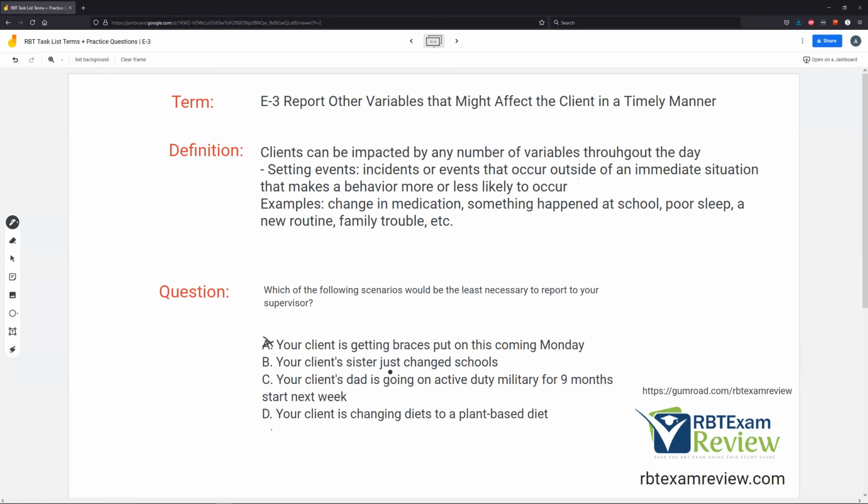Your client's sister just changed schools. Now, does the client's sister changing schools really have anything to do with the client? Okay, is it affecting that client directly? Not really, maybe some ancillary stuff. But in terms of most important, I would put this pretty low. Okay, so B is pretty good. Always read your answer choices. There might be a better answer.